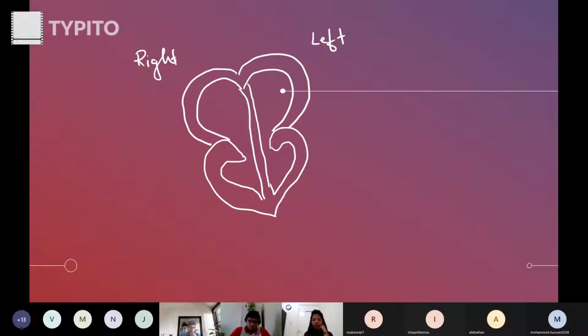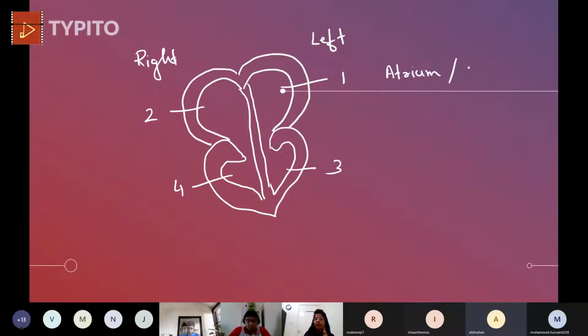So our heart has 4 chambers. Correct. 1, 2, 3 and 4. What are the names of the upper chambers? Ma'am, atria, atrium. Exactly. Atrium. The singular is atrium, and the plural is atria. Atrium is also called auricle. So atrium or auricle.